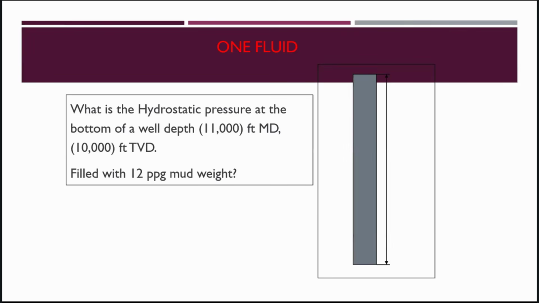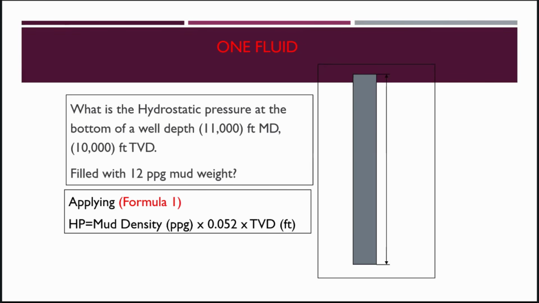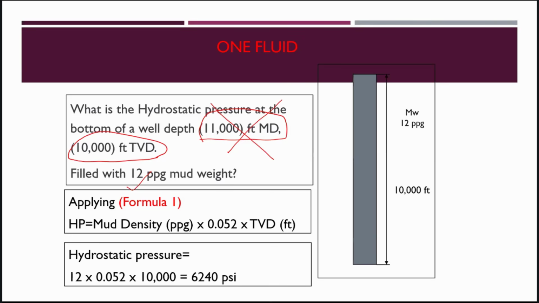So if you want to find the hydrostatic pressure, this is a simple example. The depth is given as 11,000 feet. 11,000 is the measured depth and 10,000 is the TVD, and density is given. So you use the formula: density multiplied by 0.052 multiplied by TVD. This example is just to show that you should not use MD in your calculation. Don't use 11,000. You have to use the vertical depth, 10,000. Just multiply and you get the answer as 6240. You have used 10,000 for your pressure calculation, TVD. Don't use MD. This is the main point to remember.